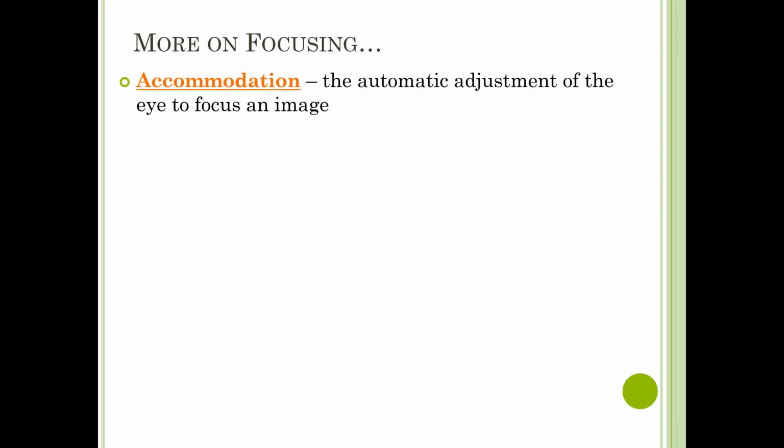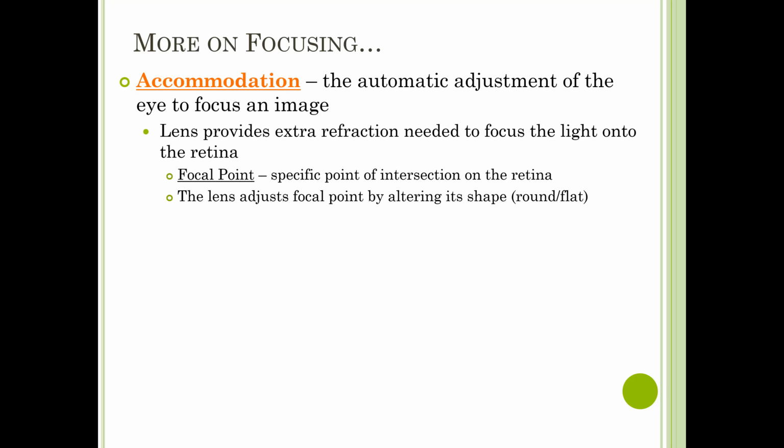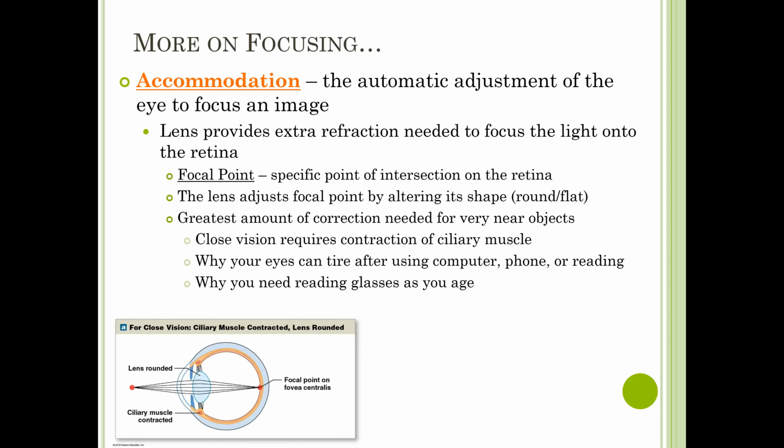So we use the term accommodation to describe the automatic adjustment of our eyes to focus an image. And again, the lens is providing that extra refraction needed to focus the light onto the retina. The focal point is that specific point of intersection where that final image hits the retina. And the lens can adjust the focal point by altering its shape. So when the ciliary body pulls on the lens, it becomes more round or flat.